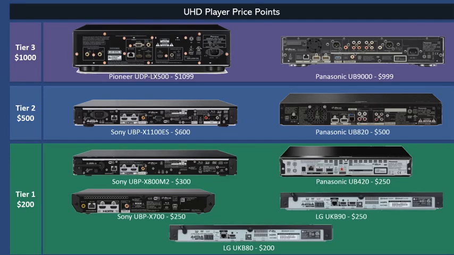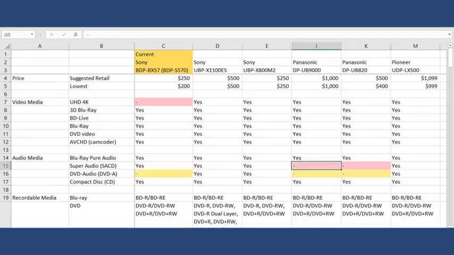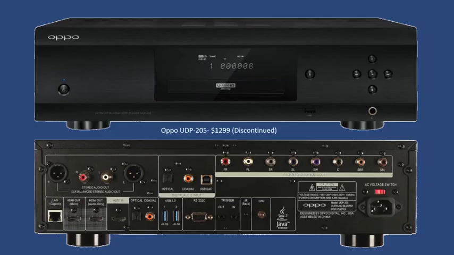With the matrix complete, I began the analysis. Some trends and exceptions are easy to spot. We can see that even at the highest price points, it is not possible to find a player that supports every feature. The player that came the closest to checking all the boxes is the now discontinued OPPO UDP-205. Therefore, we need to think hard about what our must-haves are. Let's go down the list by category.